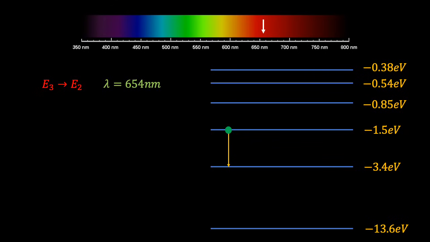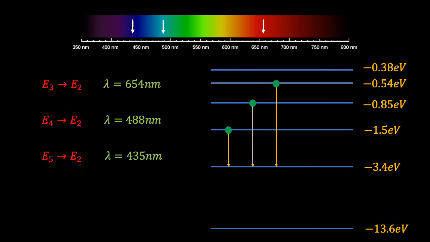Next, if we consider a transition from the n equals 4 to n equals 2 levels, we find a photon of wavelength 488 nanometers, and this corresponds to a light blue-green colour. The n equals 5 to n equals 2 transition corresponds to a wavelength of 435 nanometers, which is a deep blue colour, and finally the n equals 6 to n equals 2 transition corresponds to a wavelength of 412 nanometers, which is a purple-violet colour.